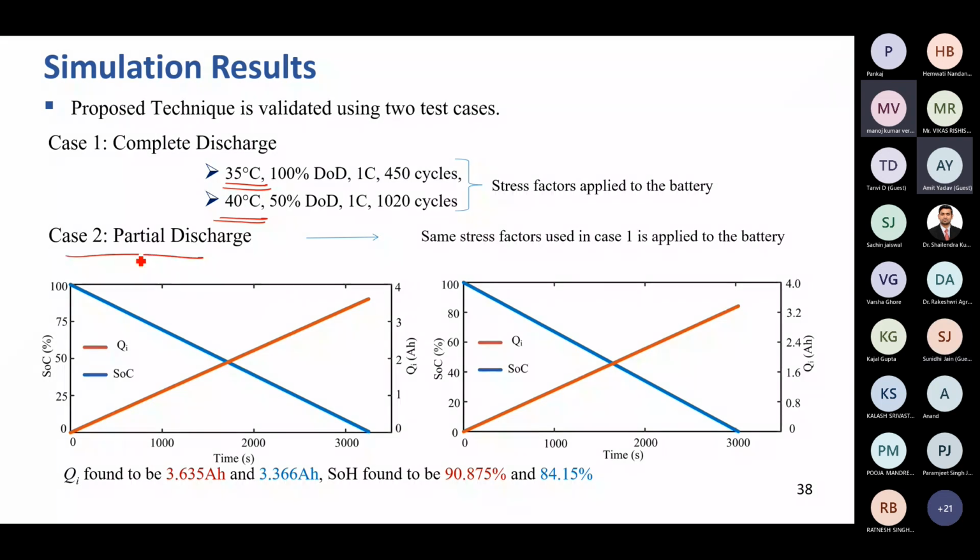And case 2 is a partial discharge case. In between, if it is midway, what will the characteristics be? You can see that with our estimation technique, once we calculate SOC and from that calculate SOH, it gives better results compared to the first two cases, with state of health readings of 90.875 and 84 for the battery.